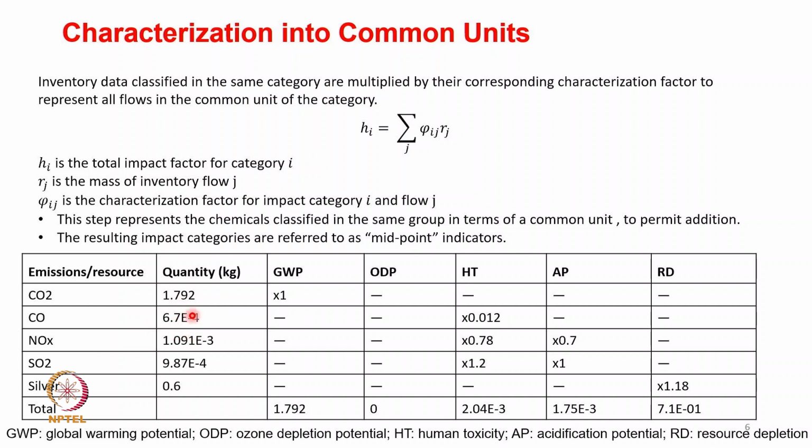You could find what we call the global warming potential, ozone depletion potential, human toxicity, acidification potential, and the resource depletion. And for a certain quantity, you shall be able to identify the corresponding factors, and this is how you could add up. For instance, CO2 for a quantity of 1.792 kg is equivalent to 1 greenhouse gas potential. But CO, on the other hand, 6.7 times 10 to the power minus 4, is equivalent to 0.012 times human toxicity, and so on and so forth. So this is how to typically compute.